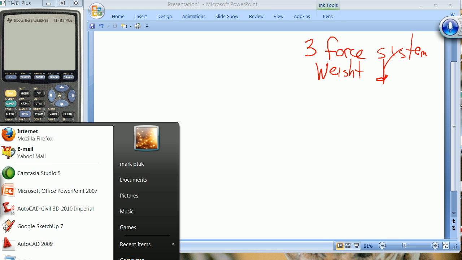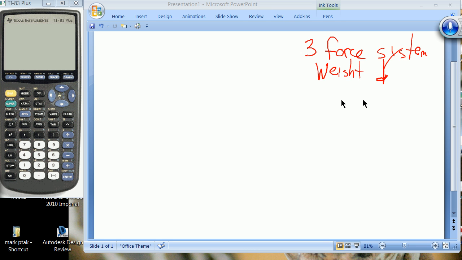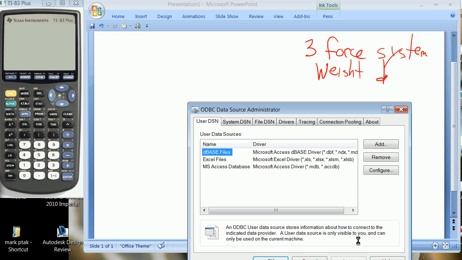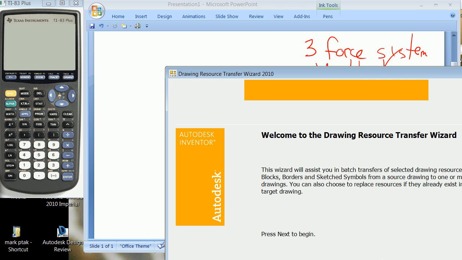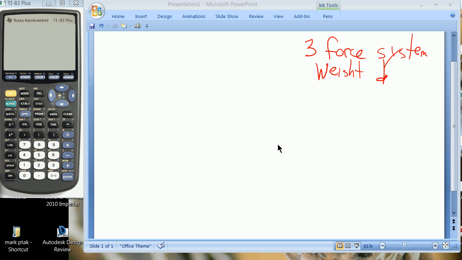I'll close that out here. Hit continue here. That's probably not good. All right, weight of the soil. Cancel here. I don't know why it's trying to do it. RDBMS here. Drawing Transfer Wizard. Wow. Doesn't that look nice? Exit. So who knows how that came up.